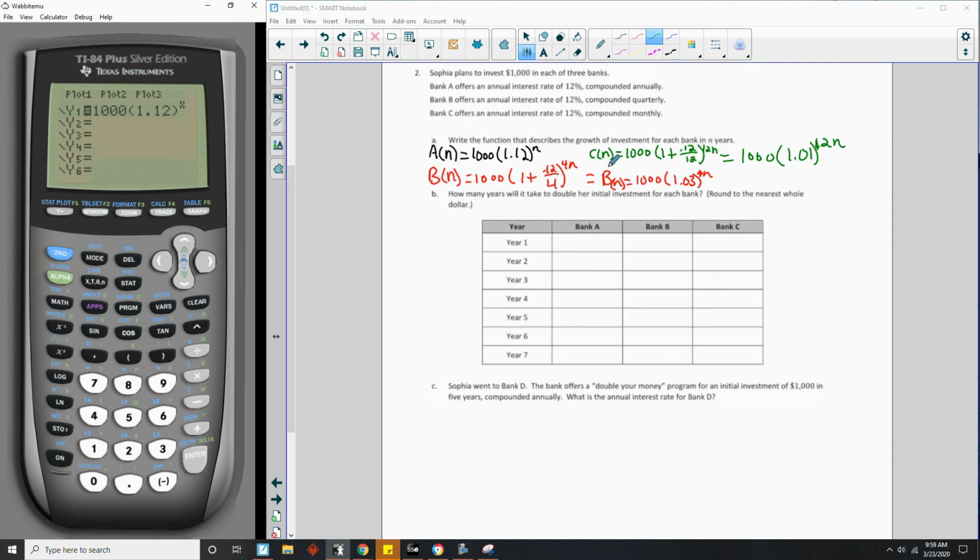Hit enter. And now I'm going to put Bank B in y2. So that's going to be 1,000 times 1.03 to the power of 4n, or 4x in the calculator. And then finally y3 will be our C bank. So it's going to be 1,000 times 1.01 to the power of 12n, with x in the calculator. So there's Bank A, Bank B, and Bank C's equation.